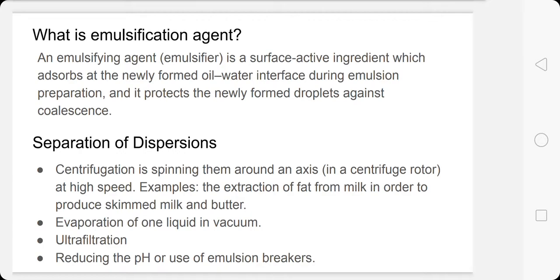Also, you can use filtration if the size of the particles suspended in the liquid is larger than the opening in the filter. Also, it can be separated by reducing the pH or using emulsion breakers. A good example is making cheese. By adding lemon juice or citric acid, you can separate protein and fat from the whey. Whey can be used further, and you can evaporate whey, and the rest of the proteins can be extracted from this.